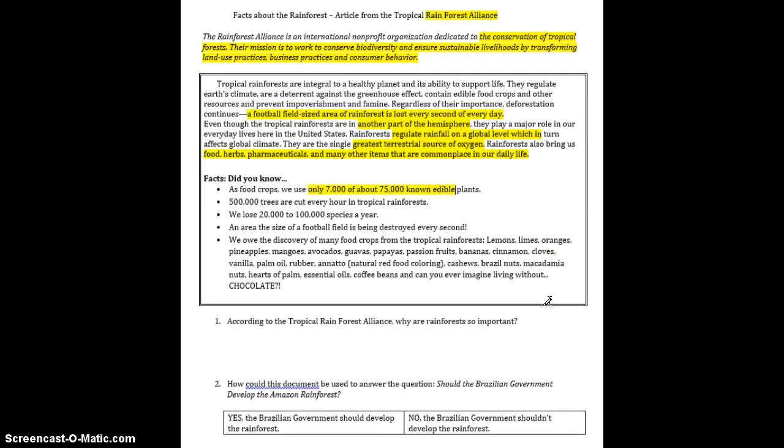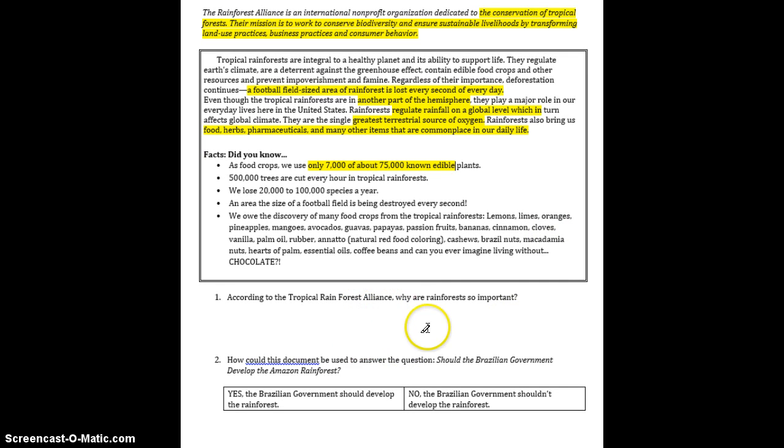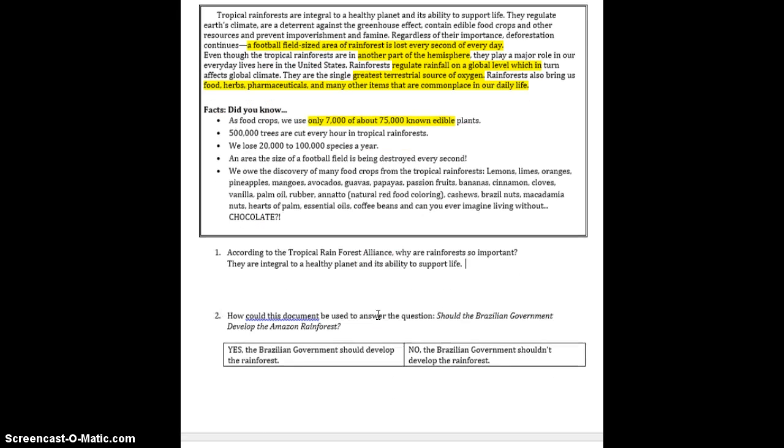So this is our document. Now we want to start answering our questions. According to the Tropical Rainforest Alliance, why are rainforests so important? Well, we can use any one of these facts from down here, and we can also look at this portion right here that says they are integral to a healthy planet and its ability to support life. If you want to add in a football size area, all of this information that we highlighted is good information as well.